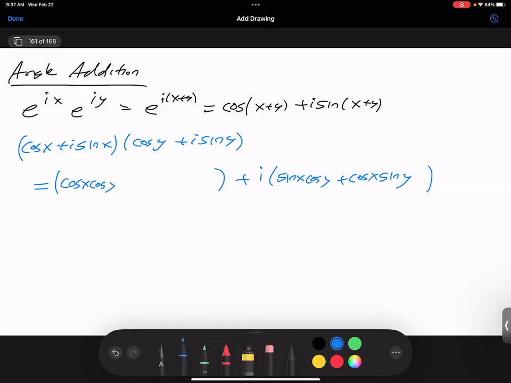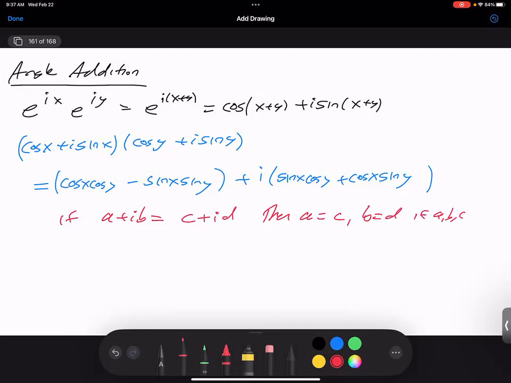Negative sine x sine y. So if a plus ib equals c plus id, then a equals c and b equals d, if a, b, c, and d are real numbers. So the only way two complex numbers can be equal is if the real parts are the same and the imaginary parts are the same. So cosine x plus y has to be cosine x cosine y minus sine x sine y.